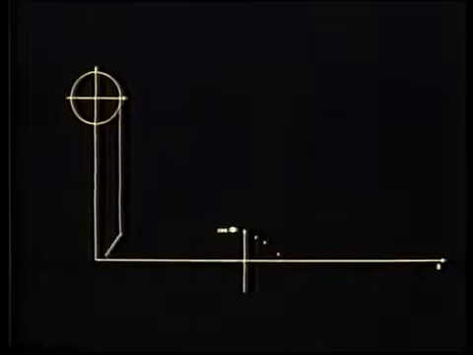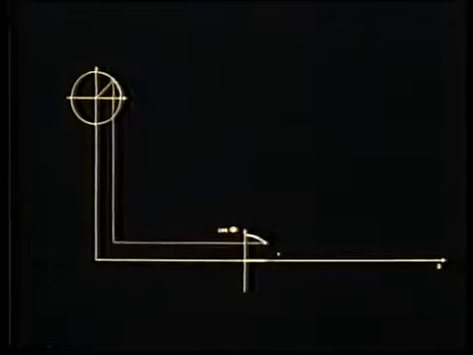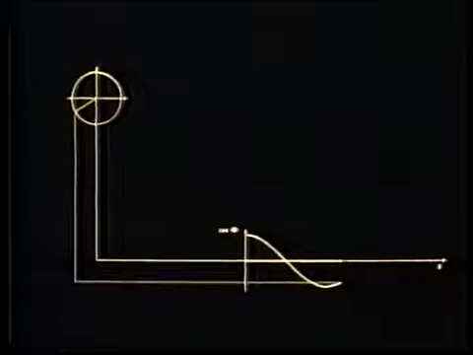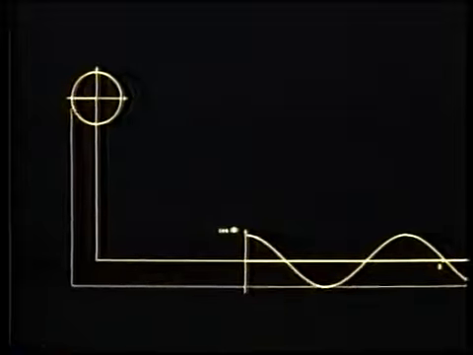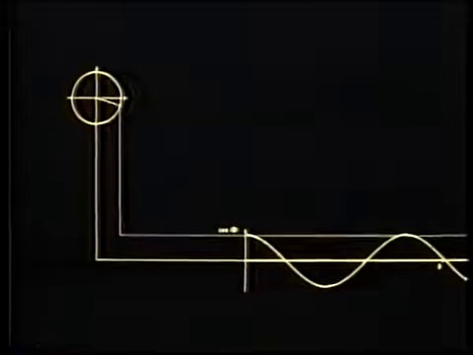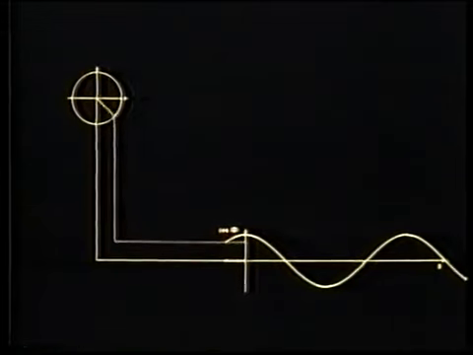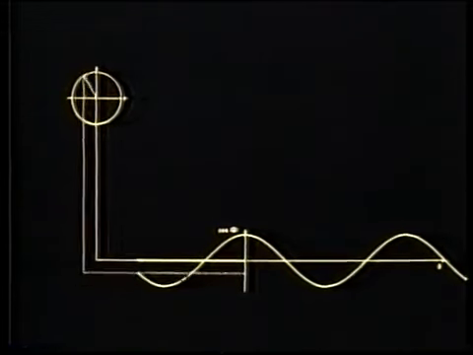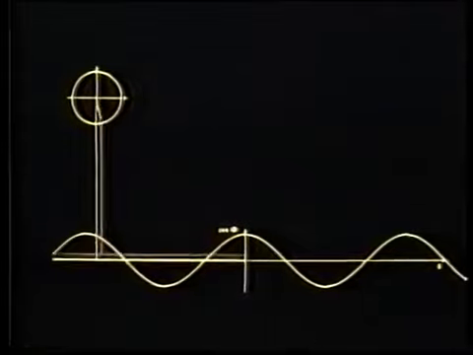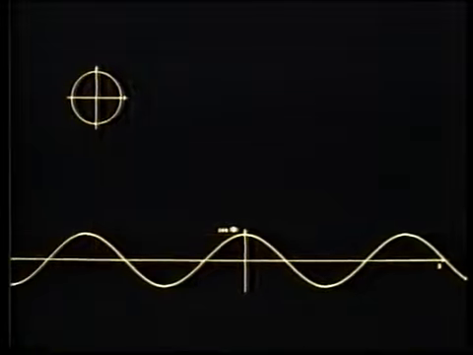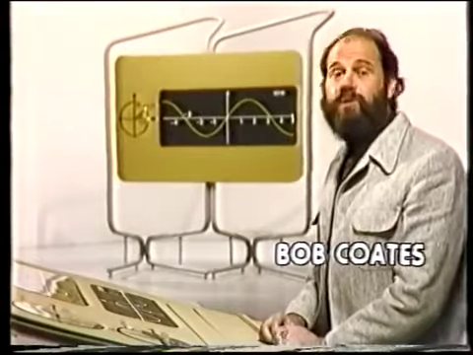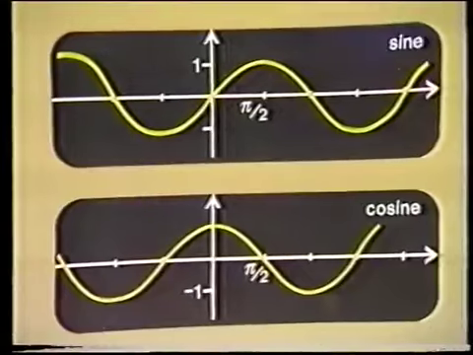So by plotting the x-coordinate, we draw the graph of cosine theta. We go anti-clockwise for positive values of theta and clockwise for negative values. So now we've produced the graphs of sine and cosine, and in fact they look quite similar. Here are the two graphs.